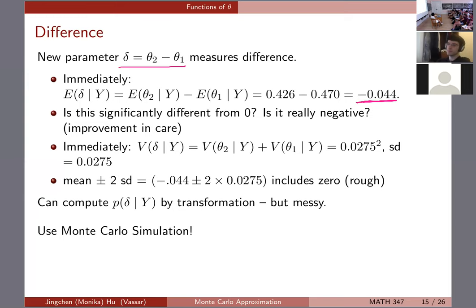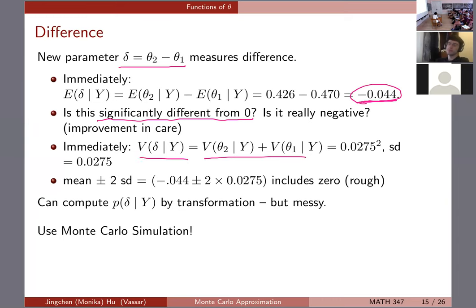Other cases, we actually start to ask whether this observed difference is real, okay? So significantly different from zero. So that will be a hypothesis I want to then make inference about. So here, I just write down some things over here. Immediately, you can actually start doing the variance because they're independent, right? You might just add them up.